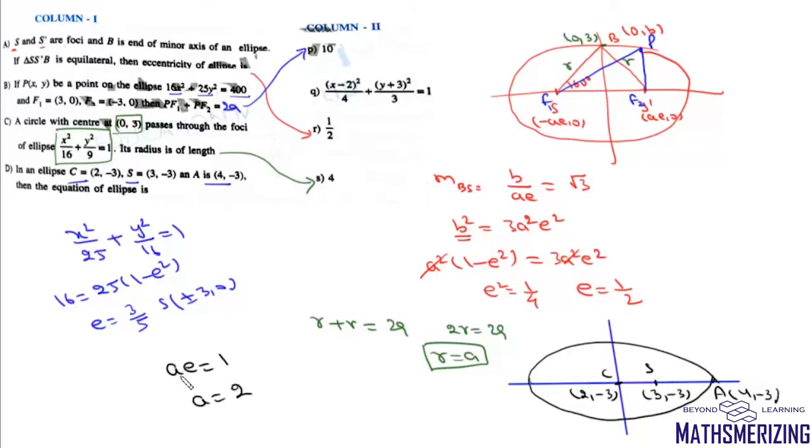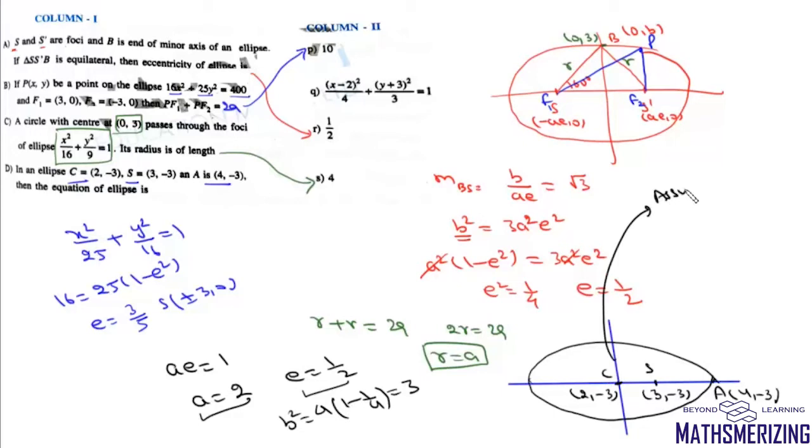Now we'll put the value of A. If A is 2, then the value of E is 1 by 2. So now we have A and we also have E. With A and E, we can find B. So B square is A square, which is 4, into 1 minus E square. So the value of B square is simply 3. Now we'll write the equation of this ellipse assuming center to be at origin. If center is at origin, we can write this equation as x square upon 4 plus y square upon 3 equals 1.